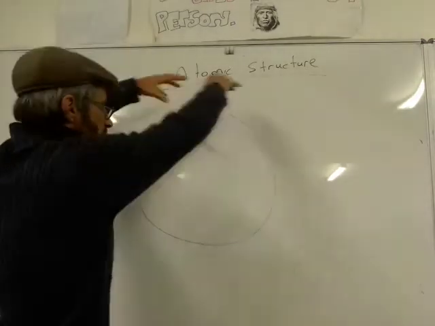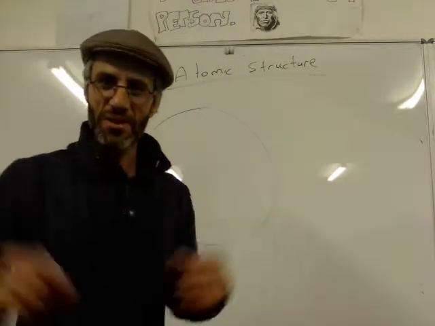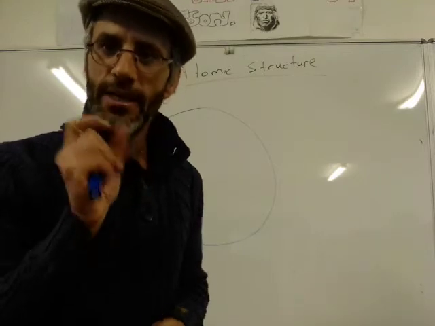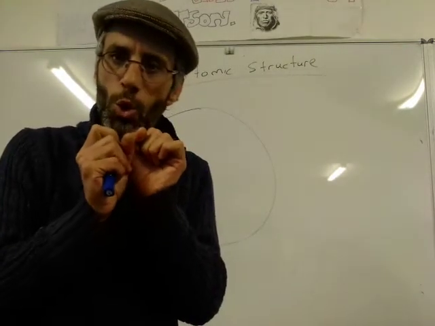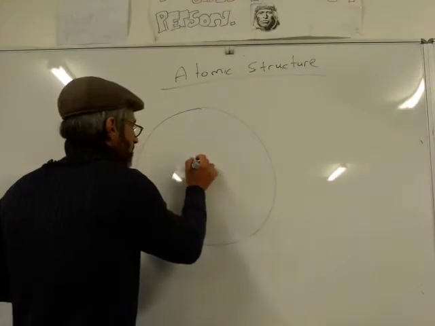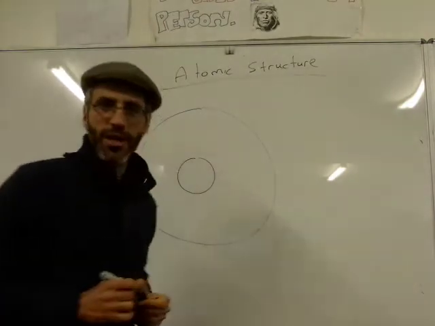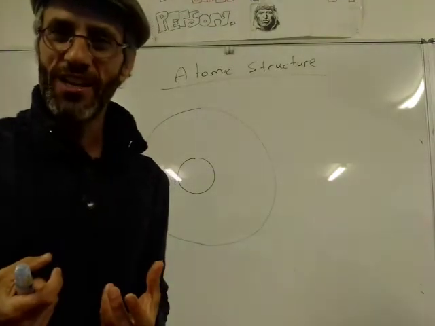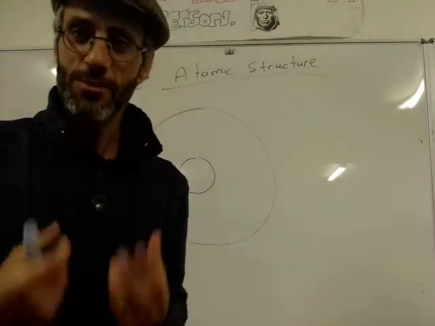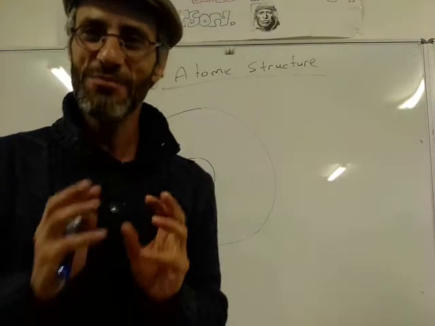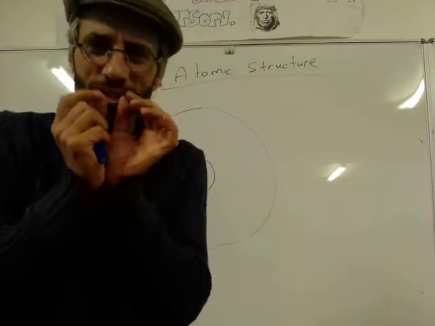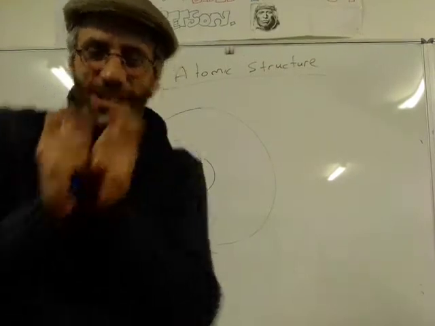So if this is an atom, and we make it big, what you will find is that inside the atom, there is a very small region called the nucleus. I can't make it as small as it really is, because otherwise you're not going to see it. But if the atom is very small, the nucleus is tiny. The nucleus is tiny compared to the atom.